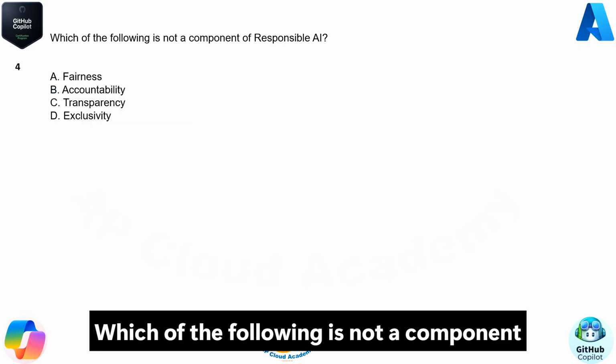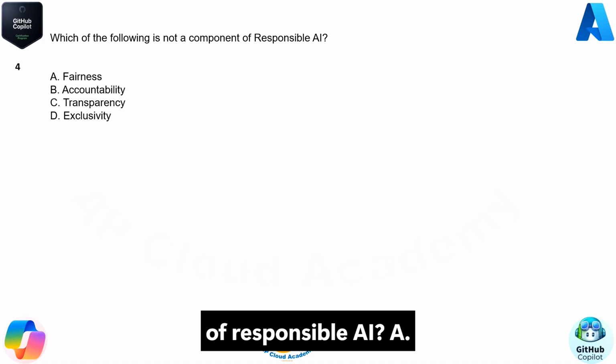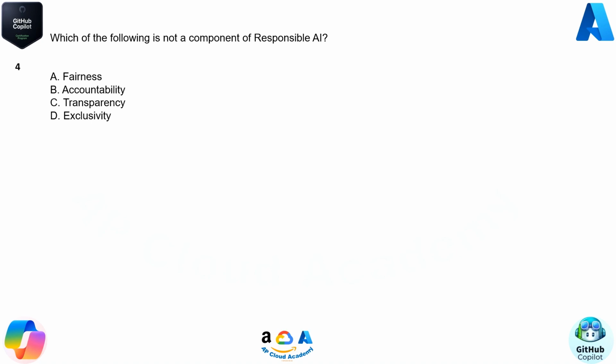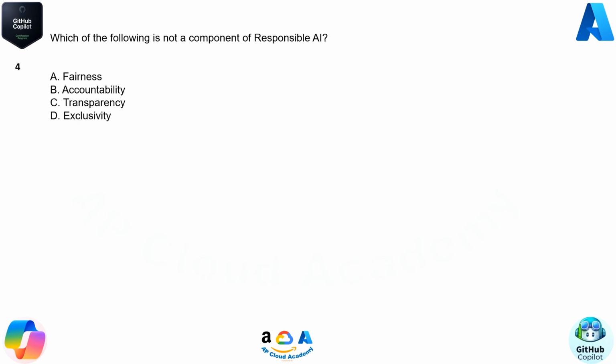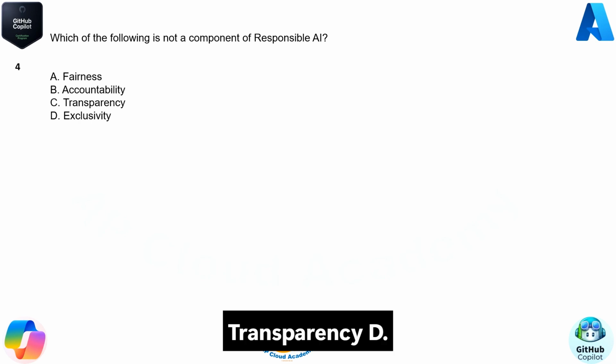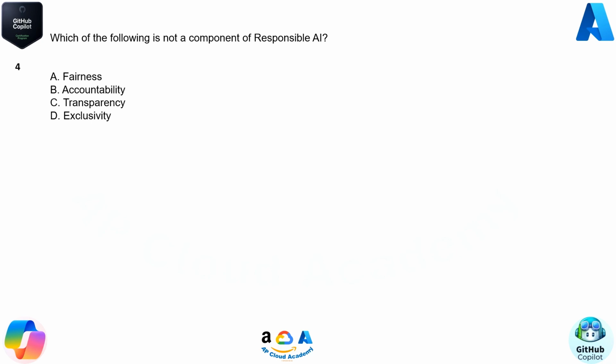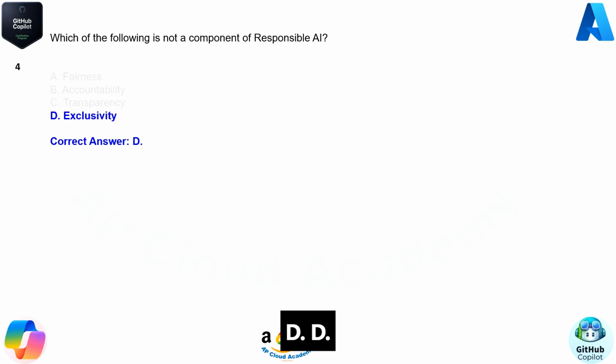Which of the following is not a component of responsible AI? A. Fairness. B. Accountability. C. Transparency. D. Exclusivity. Correct answer, D. Exclusivity.